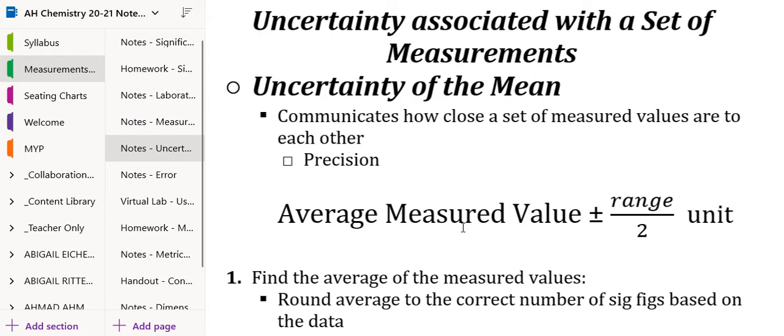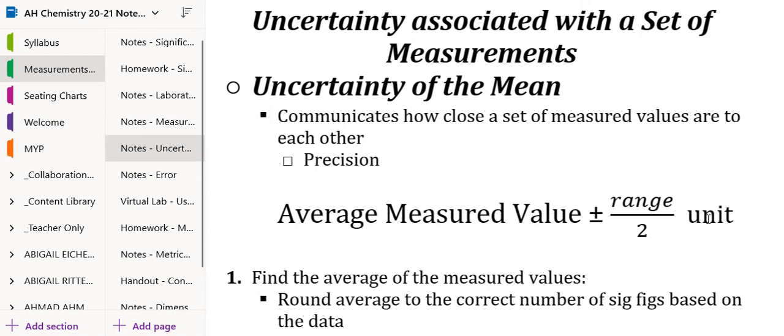What does range mean? Biggest to smallest. So your range is your biggest value minus your smallest value. And then we're going to divide that in half. So that will be our uncertainty. And then still put our unit at the end. So when we report averages with uncertainty, it's going to look the same as how we reported uncertainty with measurement tools for single measurements. It's just a different way to figure out the uncertainty.